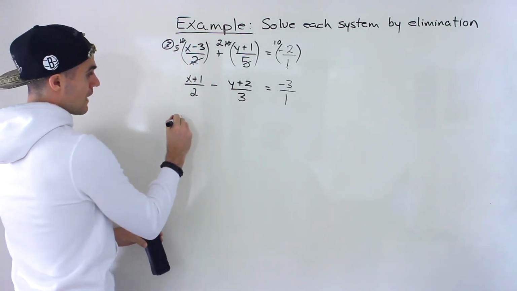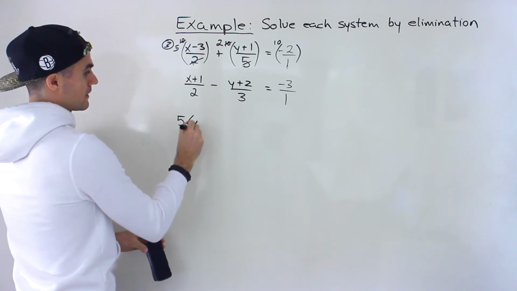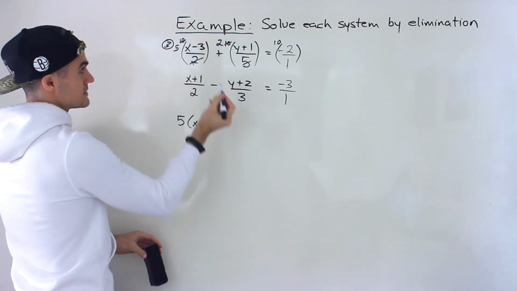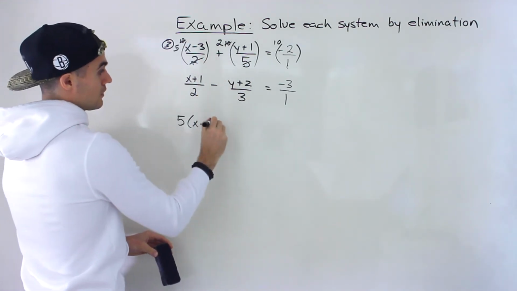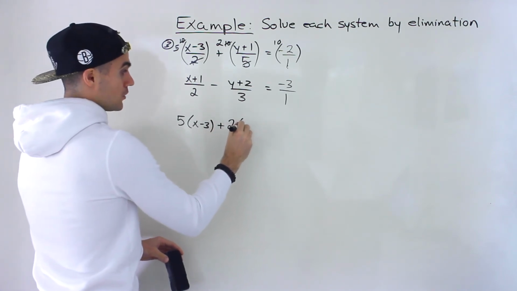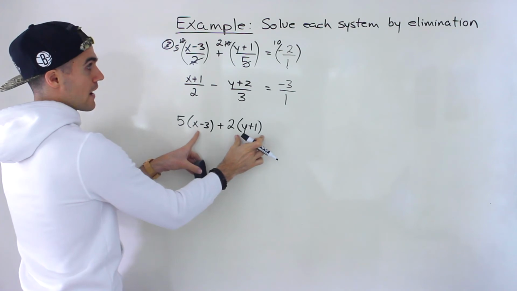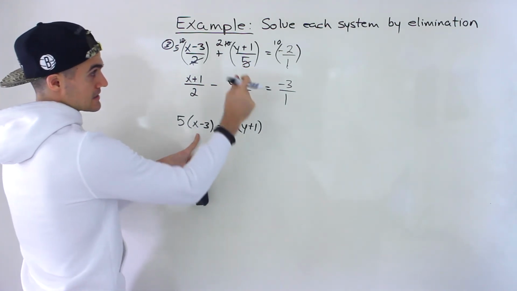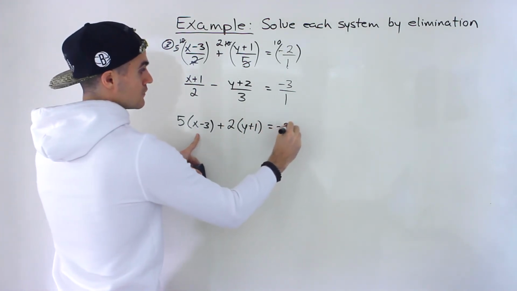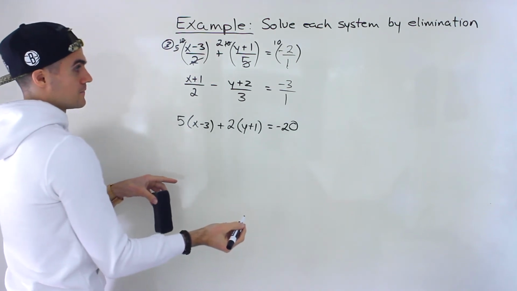You end up with a 5, and it's going to be 5 bracket x minus 3. That's why I wanted to put that 10 in front there. Then over here, there's a 2 left, and it's multiplying by that whole expression. So you got to put these expressions in brackets over here. And then 10 times negative 2 is just negative 20, like that.